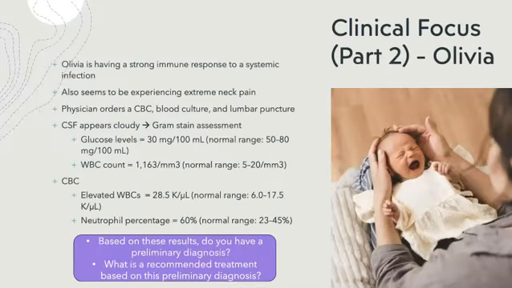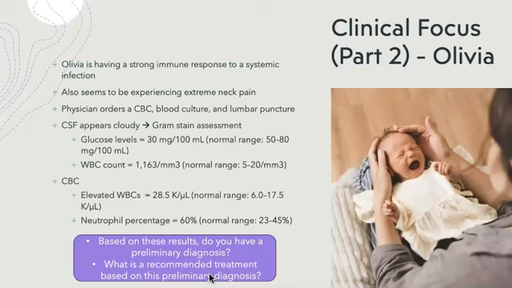Now let's revisit our clinical focus on Olivia. She's having a strong immune reaction that is systemic and also seems to be experiencing extreme neck pain. So the physician decides to order a CBC, blood culture, and lumbar puncture. When the results come back, they see that the CSF appears cloudy and send it for gram stain assessment.